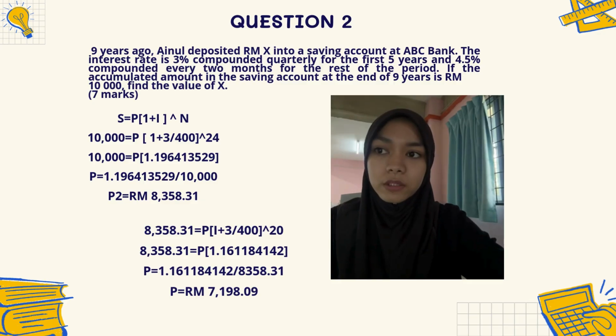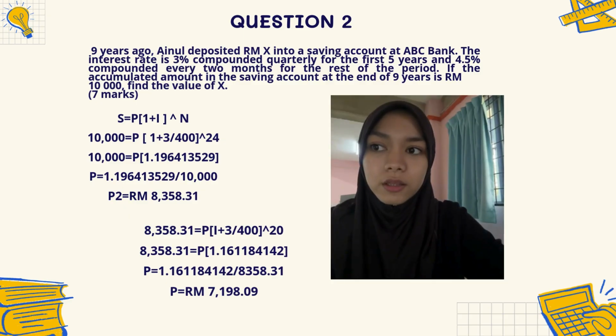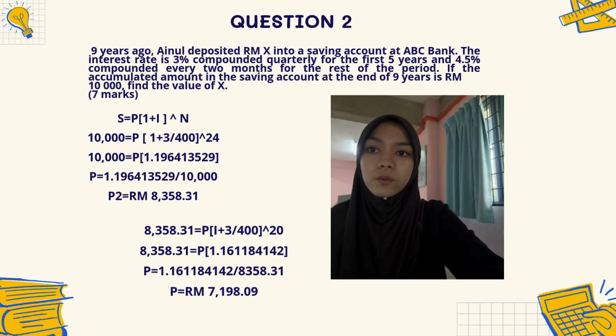So 10,000 equals P (1.196413529). So P equals 10,000 over 1.196413529. So the answer is 8,358.31.